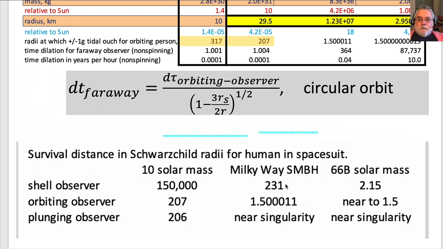Hypothetical shell observers are possible down to the event horizon, closer in than the ISCO or the Ring of Fire, but human shell observers cannot survive that close to the Milky Way supermassive black hole. But for a 66 billion solar mass supermassive black hole in another galaxy, the human shell observer could survive gravity down to 2.15 Schwarzschild radii, inside the ISCO, but outside the Ring of Fire.